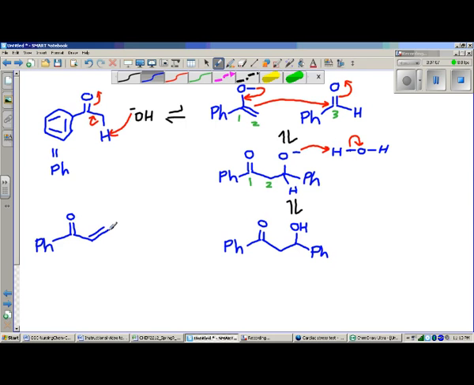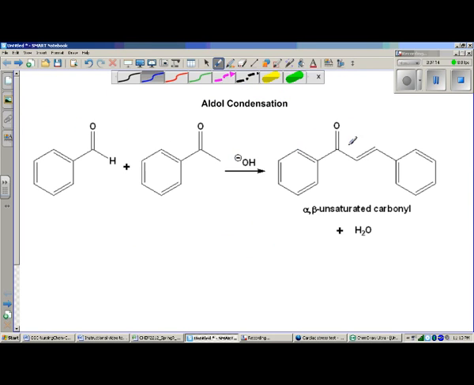Let me just draw this out. Essentially this. Now, notice where this double bond is. The double bond is between the two carbons of particular importance here, the alpha and the beta carbons. That's why this is known as an alpha-beta unsaturated, because of the double bond, carbonyl. Alpha-beta unsaturated carbonyl. We say carbonyl because we could talk about an aldehyde or a ketone here. It's just a catch-all term to talk about both functional groups.